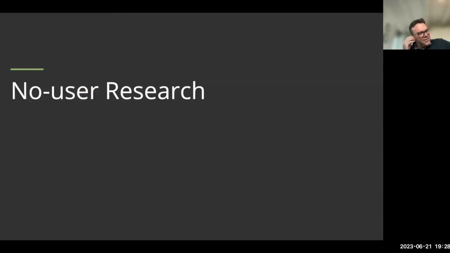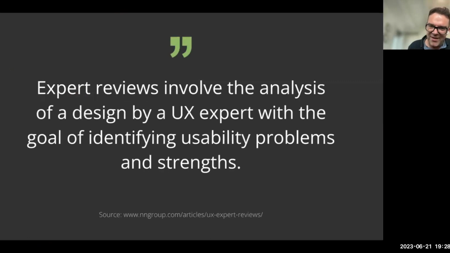And last but not least, if it's really impossible or you don't have the budget or for whatever reason, this is my last topic. I call this the no user research. One way is the manual way.